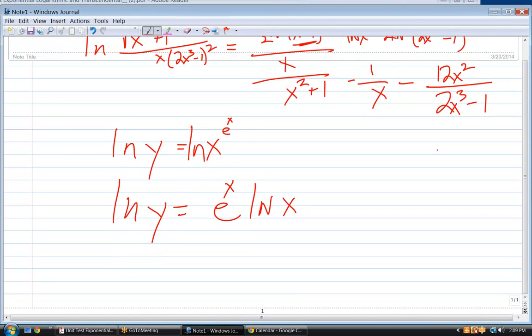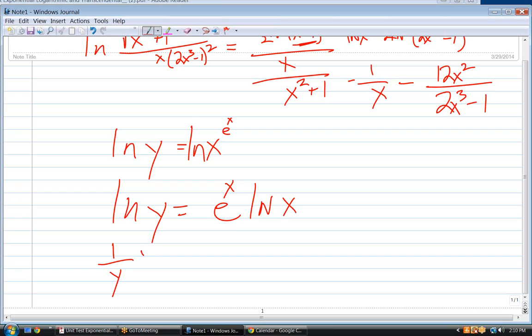Exactly. Well, to get y prime by itself. But we don't have a y prime yet. How do we get a y prime? Differentiate the whole thing? Yeah, differentiate both sides. So what's the derivative of the left? In other words, we want to take dy/dx of both sides. So we get 1 over y times y prime?